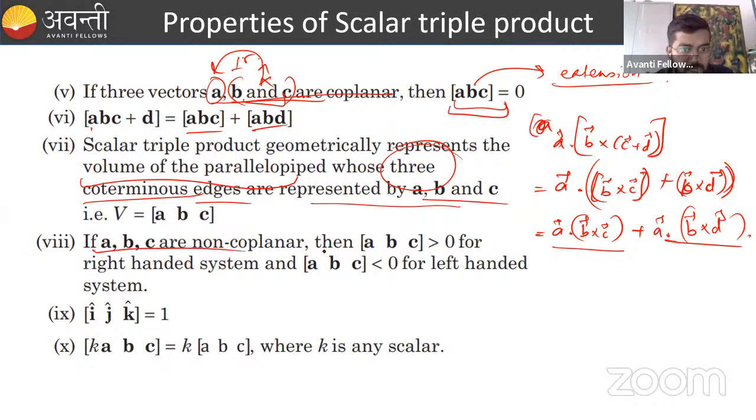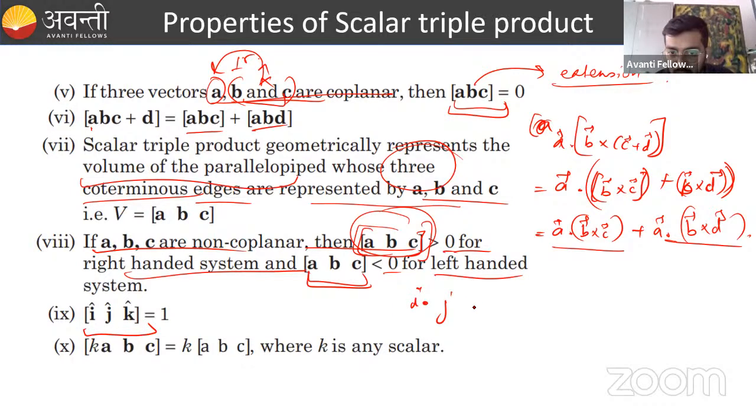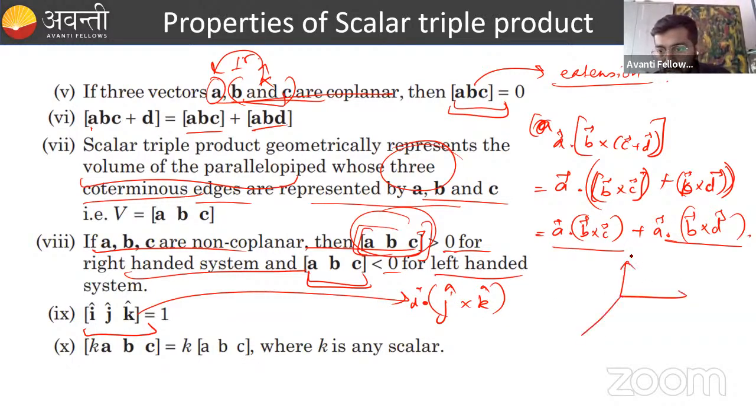If A, B, C are non-coplanar, then [A B C] is greater than 0 for a right-handed system and less than 0 for a left-handed system. So the scalar triple product is positive when you take the order in a right-handed system, and negative when you take the order for a left-handed system. So this point is I cap dot J cap cross K cap, which means I cap cross J. Now J cap cross K cap, I generally draw like this: I J K. Other orientations of I J K are also possible.